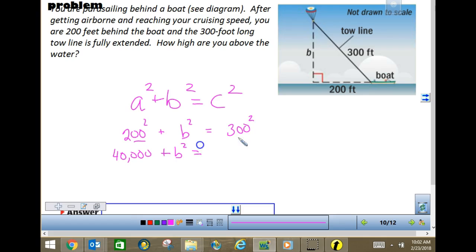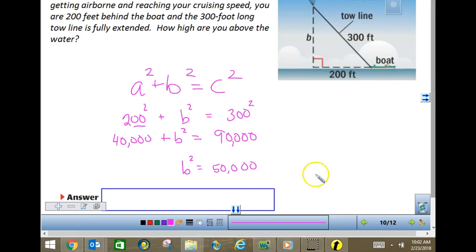Plus b squared is equal to 300 squared. So 3 squared is 9, and again, double the zeros, so we need to have 4 zeros, so 90,000. Someone said, do I have to show subtracting 40,000? Could I write down b squared is equal to 50,000? Some of you make some really silly mistakes, but sure, you could do it like that. What are we looking at for our length? B is going to be equal to the square root of 50,000. Not a perfect square. So we are going to say it is approximately, how many feet off the water are you?